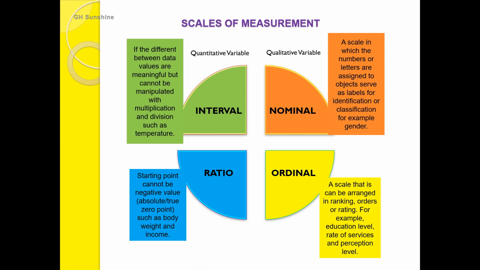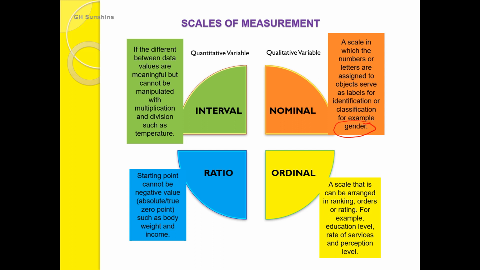So first look at nominal scale. Nominal scale is based on categorical variable. So a categorical variable is, for example, gender. For gender, we have male, female. So that's why gender is categorized as nominal scale. Another example, race. So race, Malay, Chinese, Indian. So that one is nominal scale.